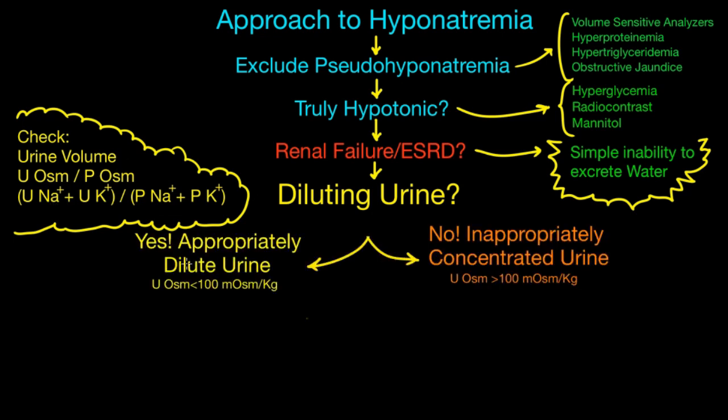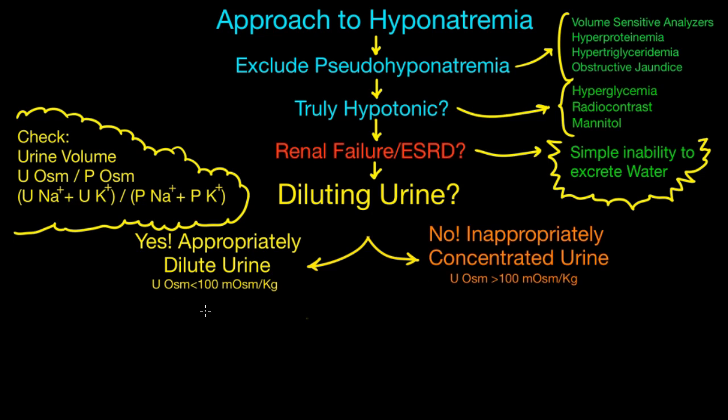So using that, you should be able to make this distinction between an appropriately dilute urine or an inappropriately concentrated urine. Remember, this patient has hypotonic hyponatremia, they're retaining water. An appropriate response would be to make a dilute urine to get rid of excess water. An inappropriate response would be to concentrate your urine and hold on to more water.